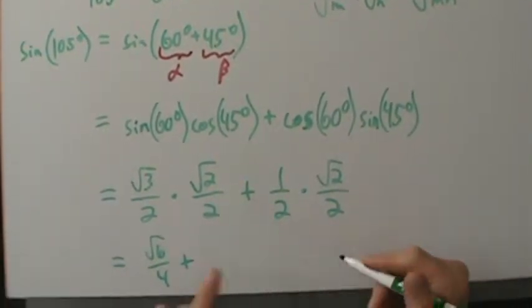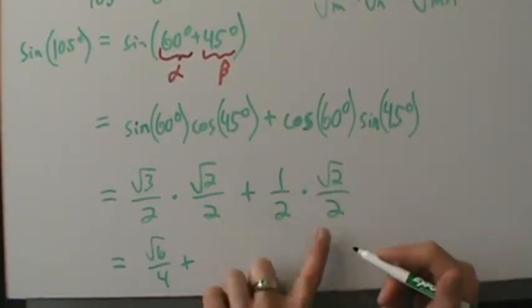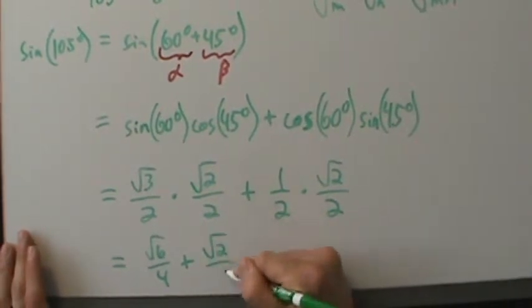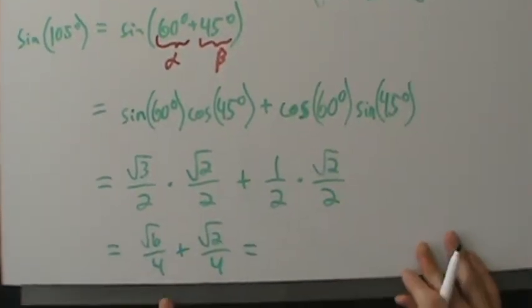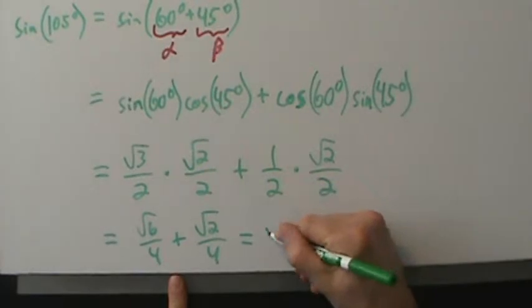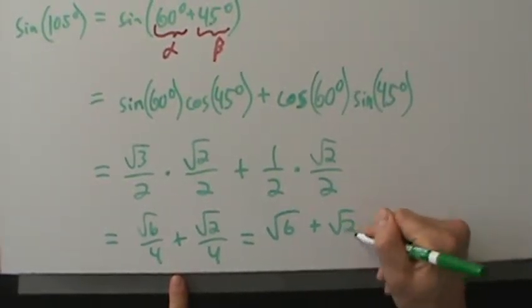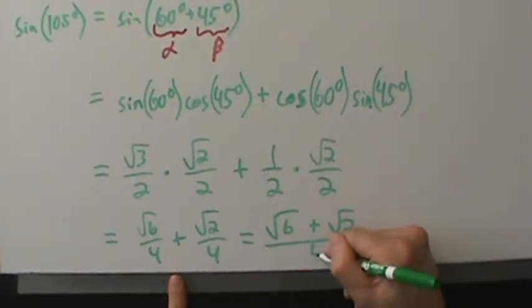And then what's going on here? 1 times root 2 is root 2, 2 times 2 is 4, so this is root 2 over 4. Common denominator, we already have it, it's 4, that's great. So this is just square root of 6 plus square root of 2, all divided by 4.